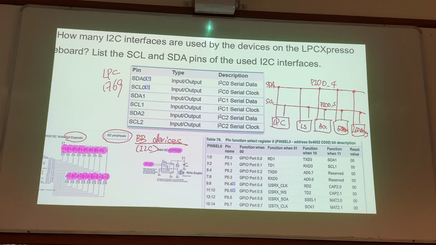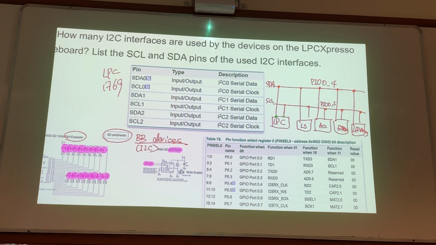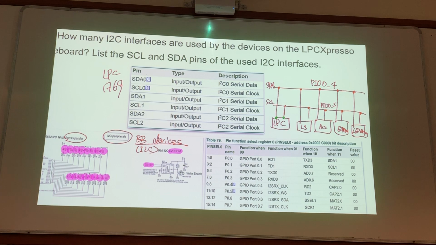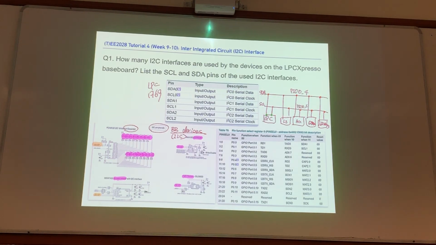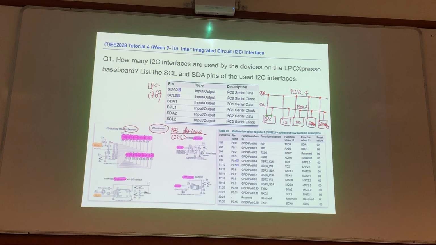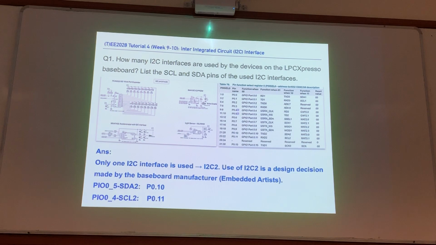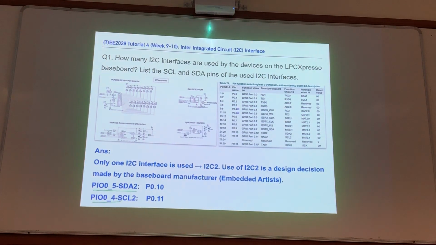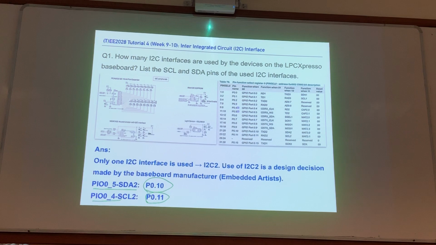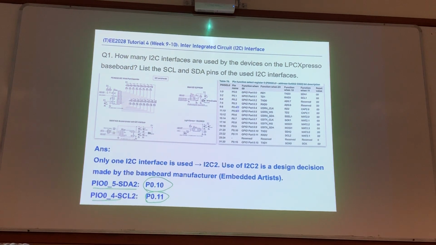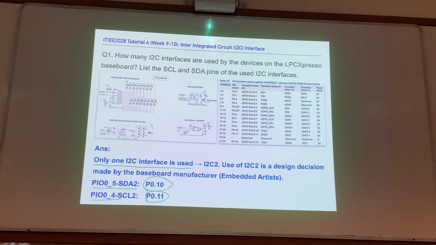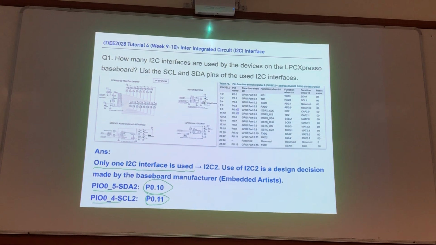You need to find the corresponding I2C pins. You know which document you need to refer to, right? The schematic, page 2, to find the pin mapping. Basically they are P0.10 and P0.11. So only one I2C interface is used by all of your baseboard I2C devices, because people design it this way. It's actually I2C2.